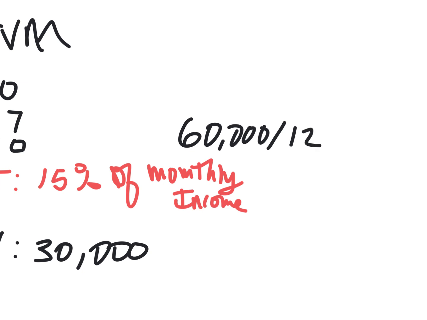All right, so we're going to go with 60,000 for the nurse. And then do I just times it by 15%? No, I got to figure out the monthly first. 60,000 divided by 12 will tell me how much a month they make. What is 60,000 divided by 12? I think it's 5,000. I'm so sorry. It is 5,000.